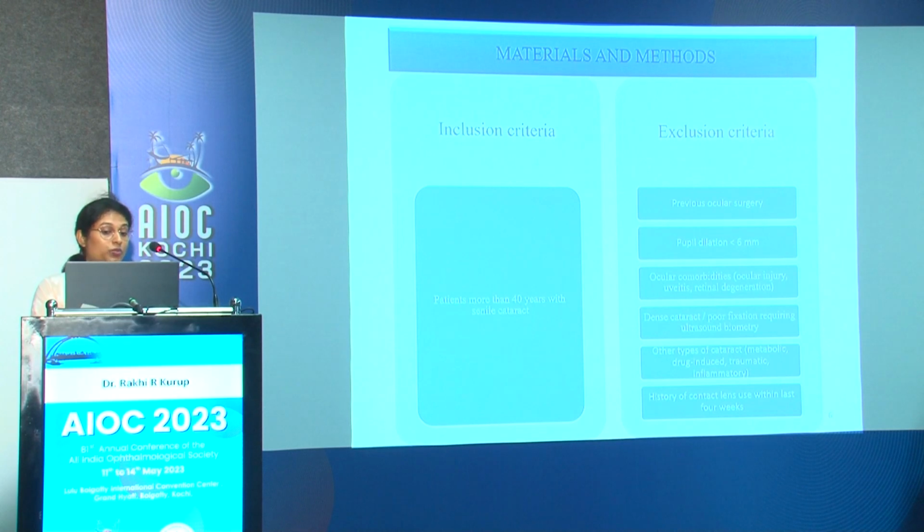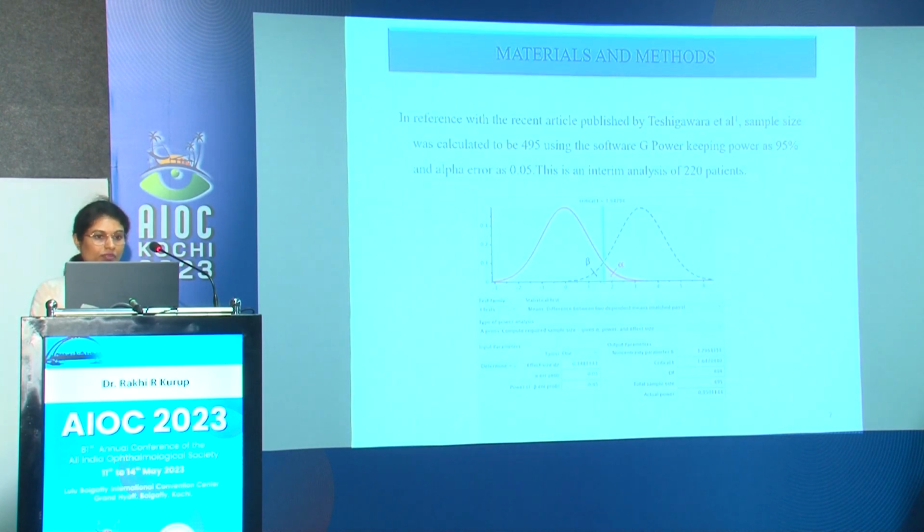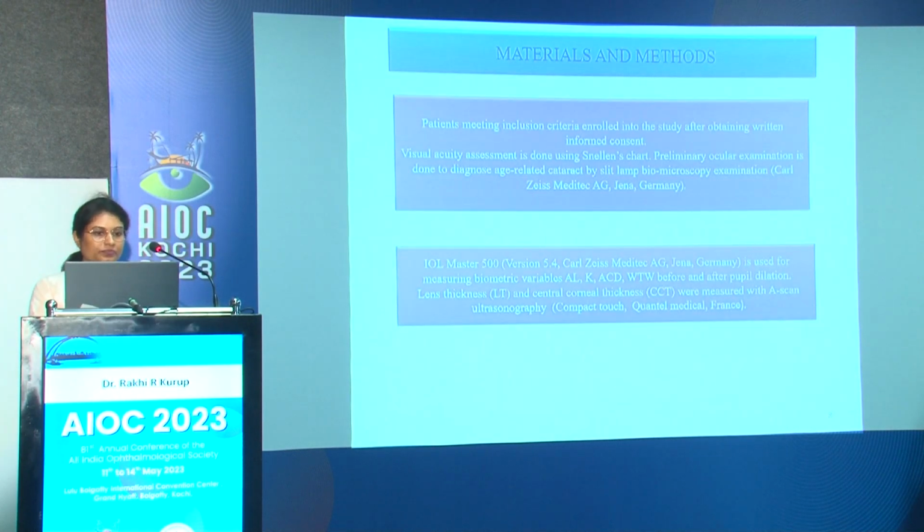Inclusion criteria: patients more than 40 years with senile cataract were included in the study. Exclusion criteria: previous ocular surgery, pupil dilation less than 6 mm, ocular comorbidities like ocular injury, uveitis, retinal degeneration, dense cataract or poor fixation requiring ultrasound biometry, other types of cataracts like metabolic, drug-induced, inflammatory, and history of contact lens use within last 4 weeks. In reference to a recent article published by Teshigawara et al., the sample size was calculated to be 495, and this is an interim analysis of 220 patients.